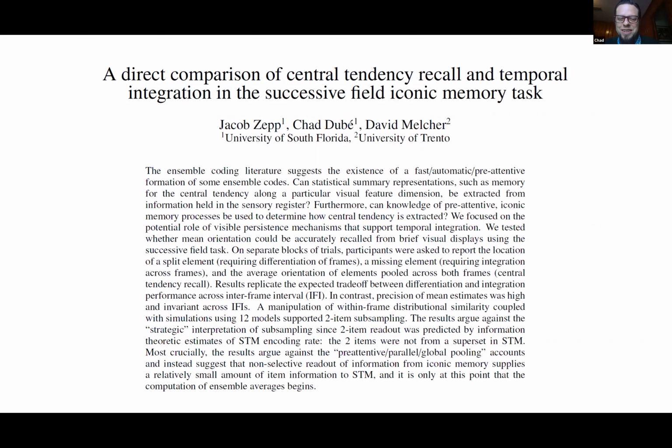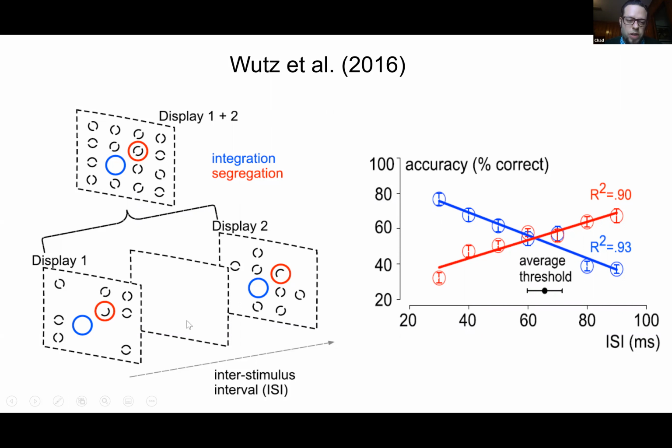We were looking at a task used in David Melcher's lab, who's a co-author here, in Woods et al. This is called a temporal integration and segregation task, and it goes all the way back to Dolo's research in the 60s and 70s. It's supposed to tap into visible persistence, and there's good reason to believe that. The idea is you have two displays presented rapidly with a blank in between.